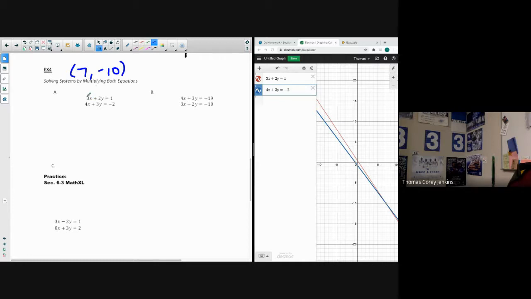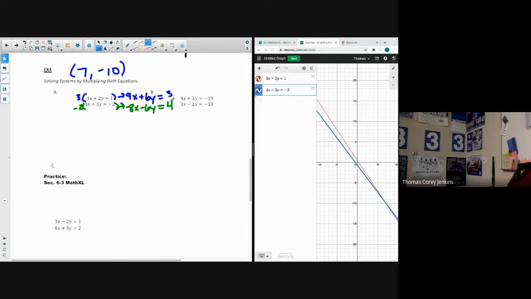So what I'll do is I'll multiply the top one by 3, which is going to give me 9x plus 6y equals 3. And then the bottom one by, so I have 6y, I want that to be negative 6y. So I need to multiply the bottom one by negative 2. And then I'll be ready to add them. So that would give me negative 8x minus 6y equals 4. Because negative 2 times negative 2 is 4.